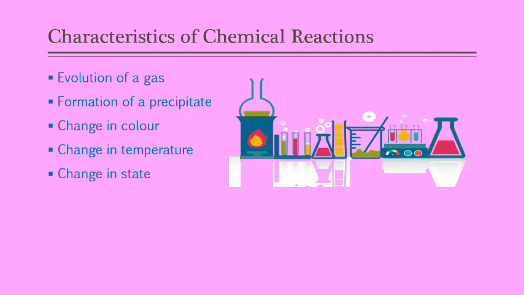Now let's discuss the characteristics of chemical reactions. Important characteristics are evolution of a gas, formation of a precipitate, change in color, change in temperature, change in state. We will discuss each of the characteristics with examples.